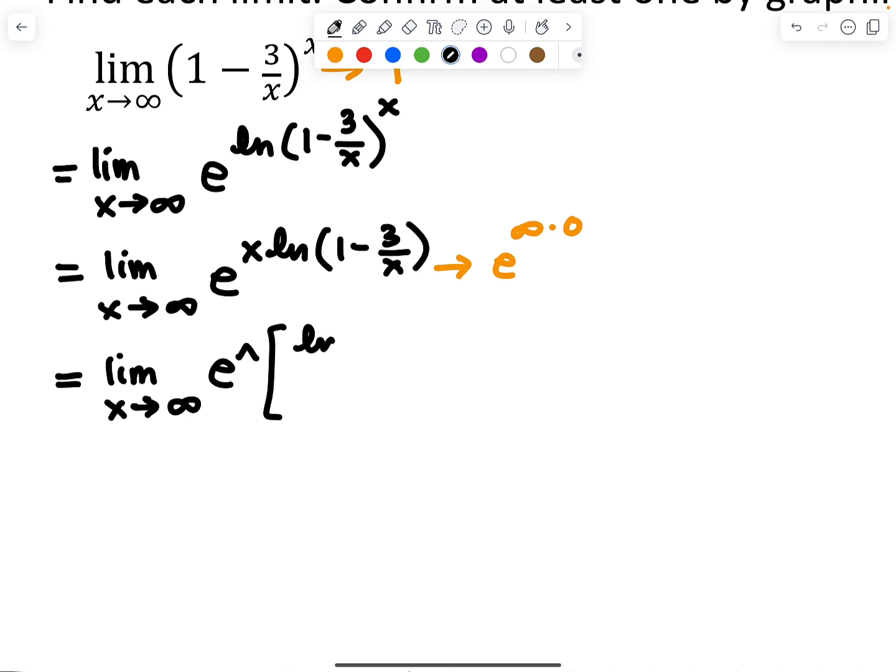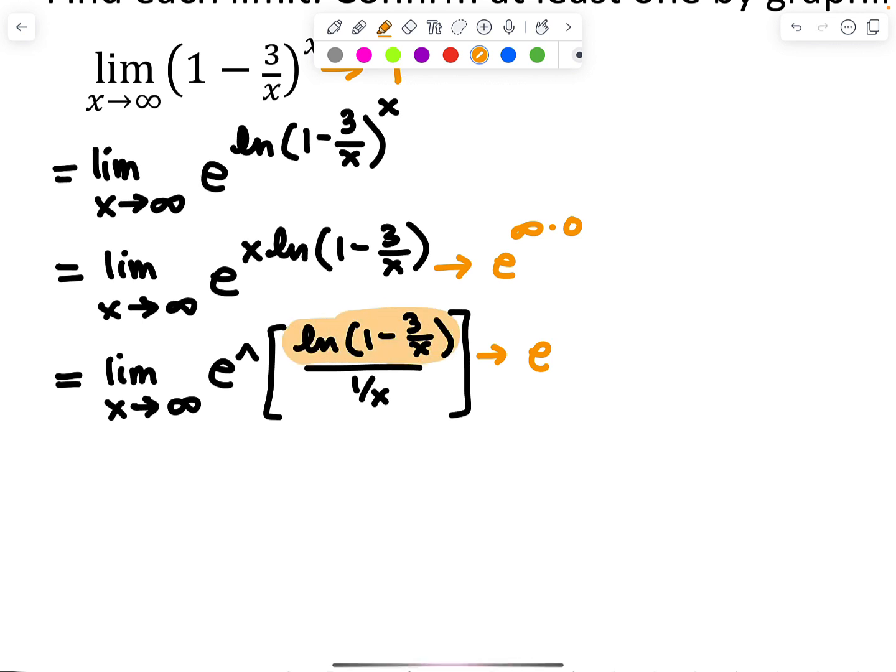So I'm going to keep the natural log of 1 minus 3 over x alone, but instead of multiplying it by x, I'm going to divide it by its reciprocal. And now we have a result that is approaching e raised to the, this is approaching 0, 1 minus 0 is 1, and natural log of 1 is 0. Numerator of the exponent is approaching 0, and as x goes to infinity, 1 over x approaches 0 as well. So we're going to use L'Hopital's rule, but only on the exponent.